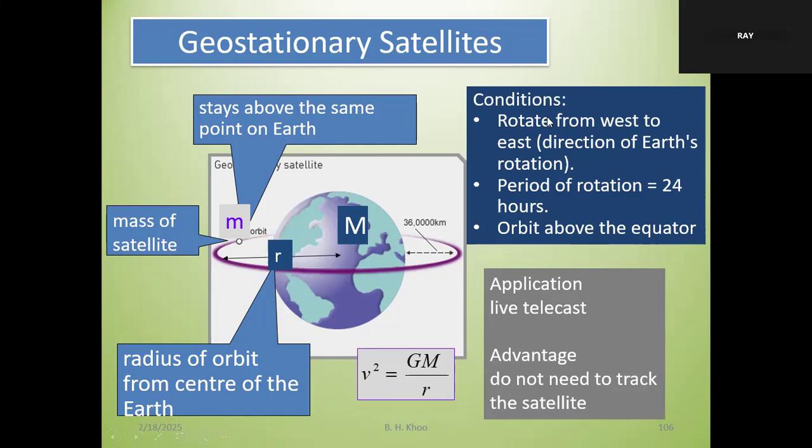Conditions to memorize: rotates from west to east, the direction of the Earth's rotation, period of rotation is 24 hours, orbit above the equator.